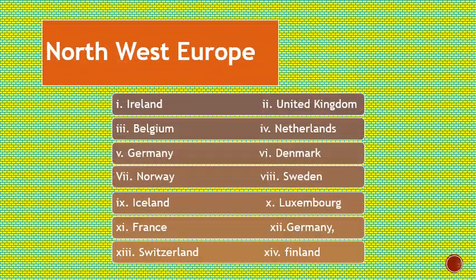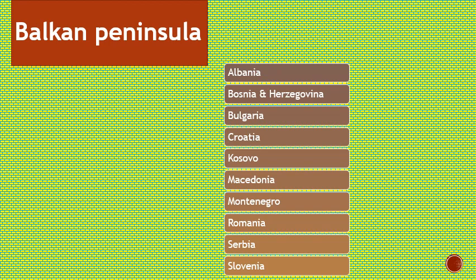In Northwest Europe, we will be studying about 13 to 14 tourism attractions: Ireland, Belgium, Germany, Norway, Iceland, France, Switzerland, UK, Netherlands, Denmark, Sweden, Luxembourg, and Finland come in Northwest Europe. The Balkan Peninsula, we will be speaking of Albania, Bosnia, Bulgaria, Croatia, Kosovo, Macedonia, Montenegro, Romania, Serbia, and Slovenia. You will be studying.